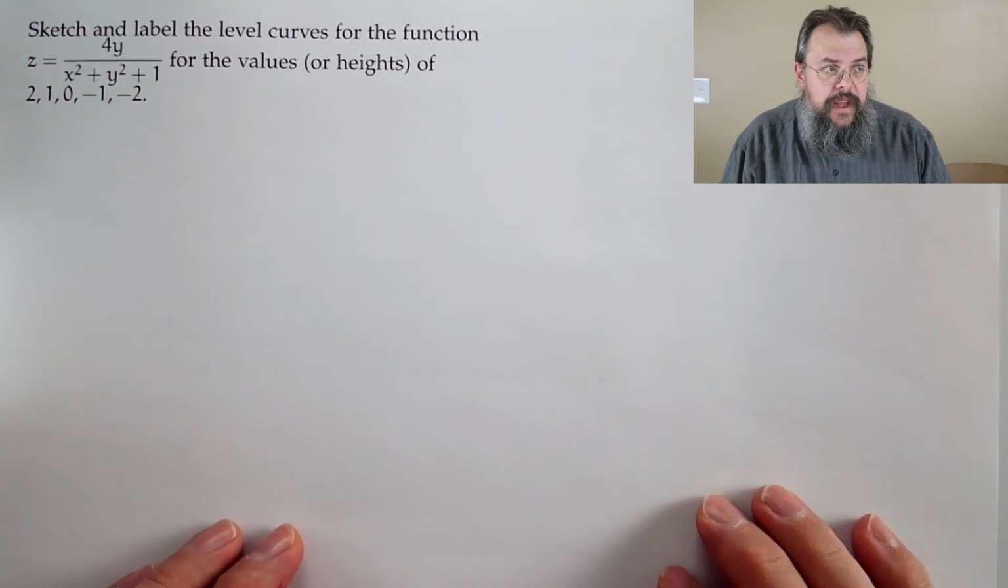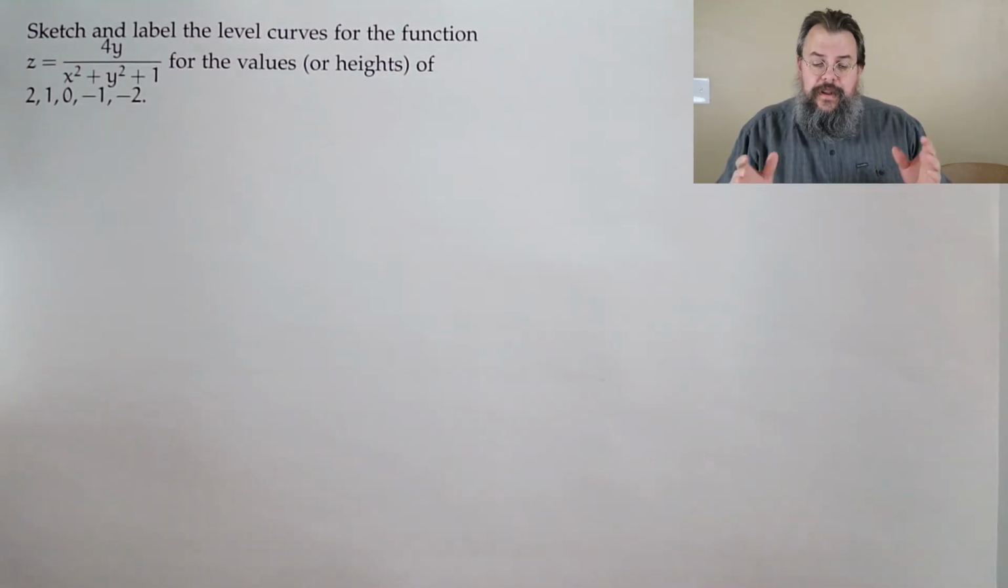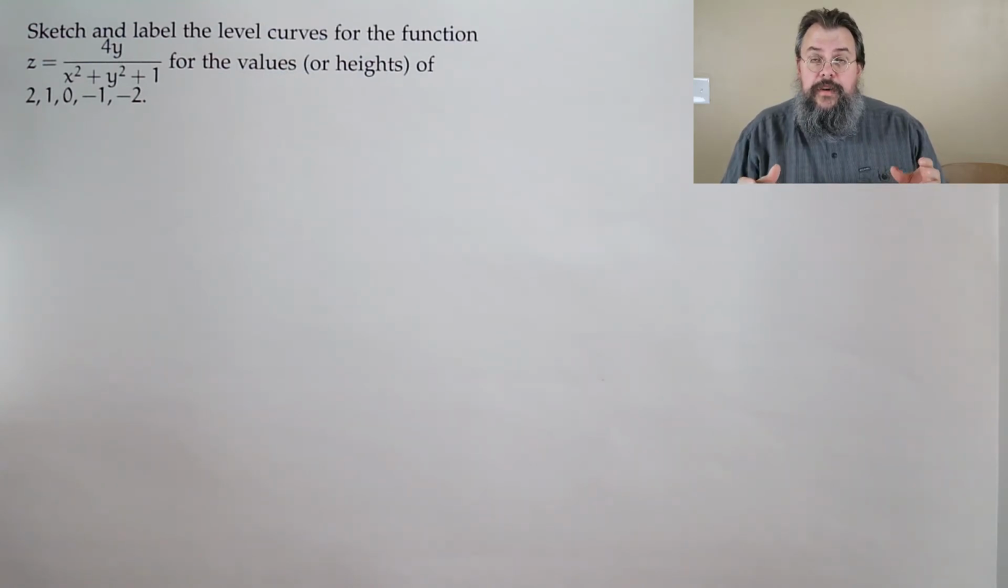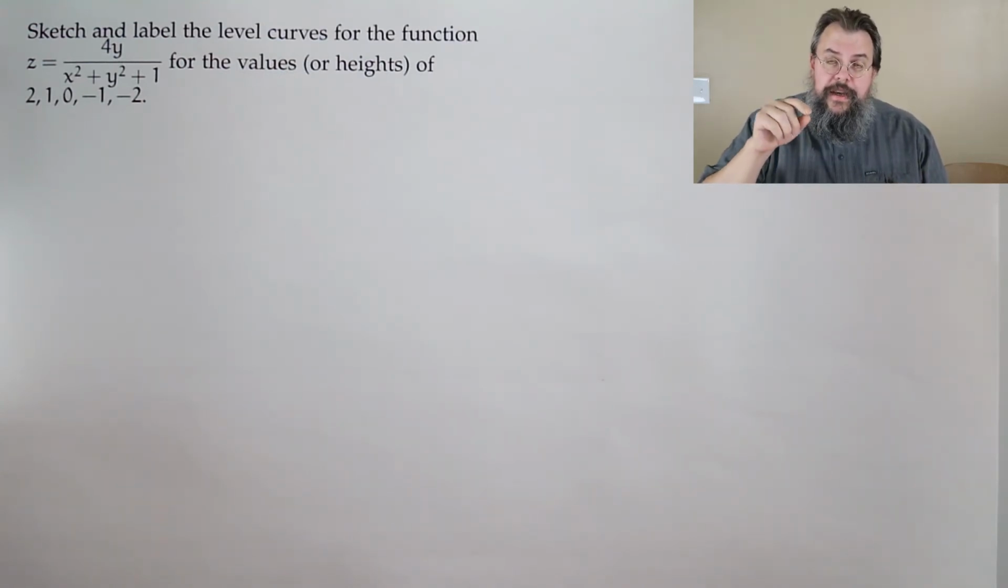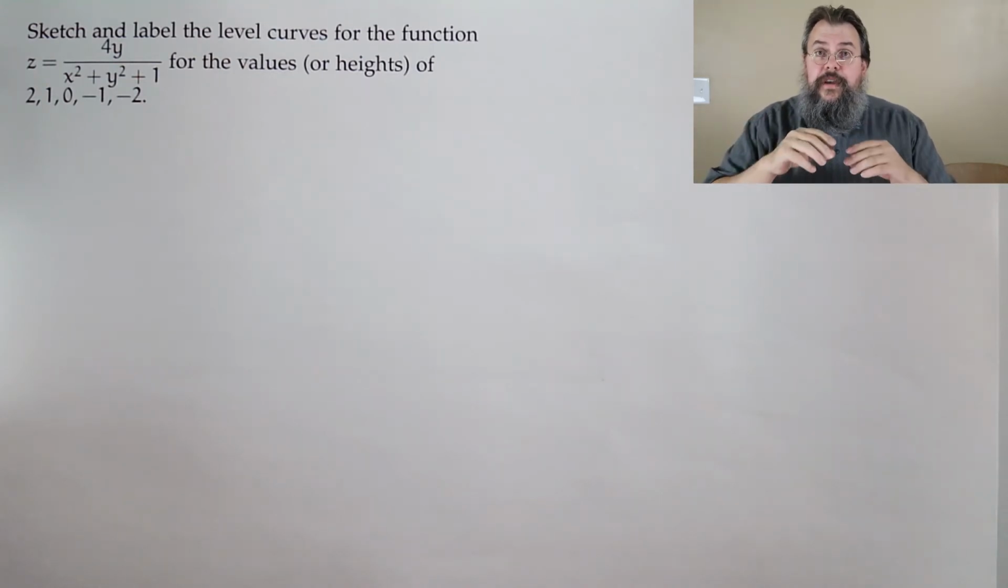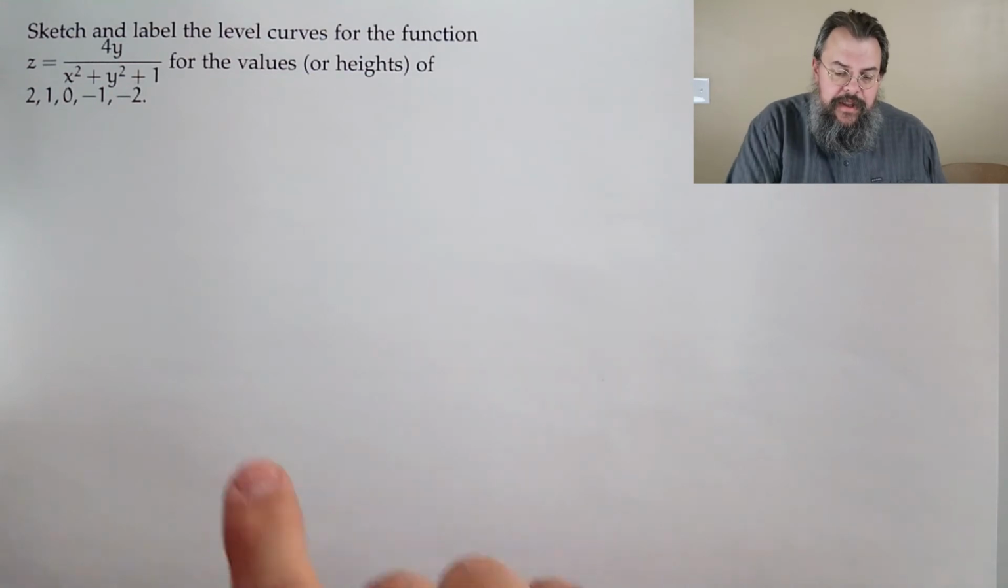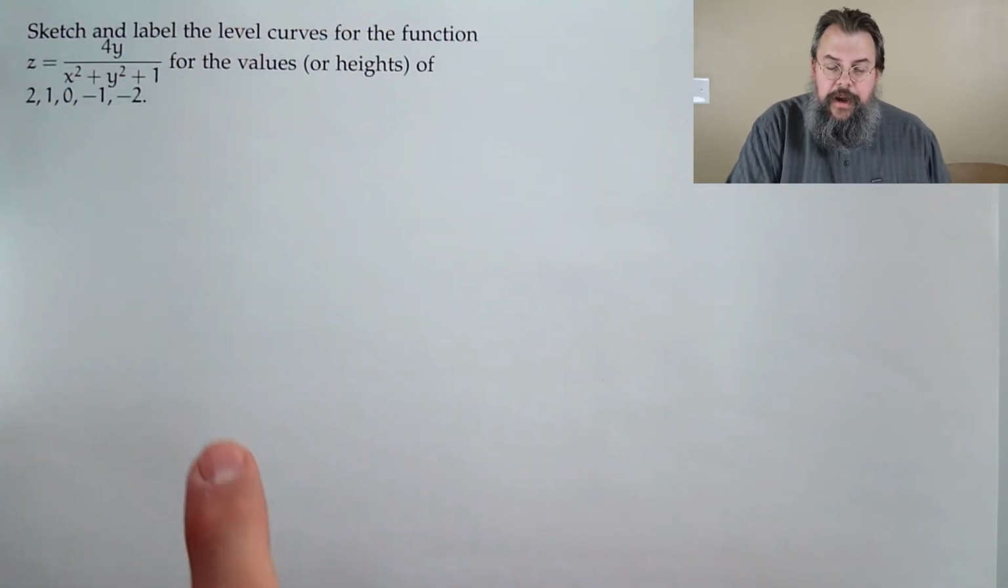All right, well, let's do another one like that. That was pretty quick, right? So we can do at least 2 like that. Sketch and label the level curves for the function z is 4y over x squared plus y squared plus 1. Now you notice we don't say f of xy equals, we say z equals. Well, sort of what we're implicitly saying, this is our function of x and y.